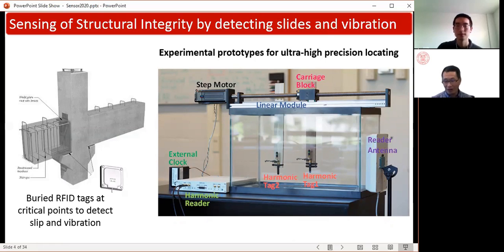We have a tank that can contain either air, water, or sand, building materials. And we have a linear stage providing a micron level of motion that can be monitored from the reader. Next slide.